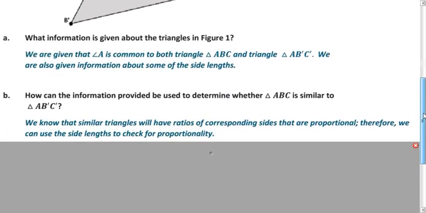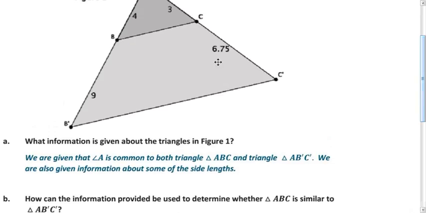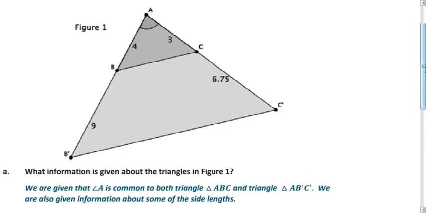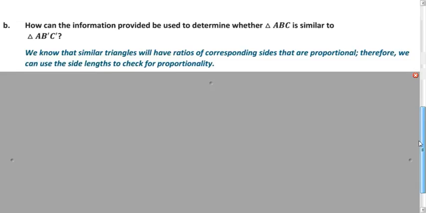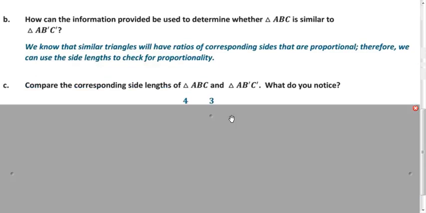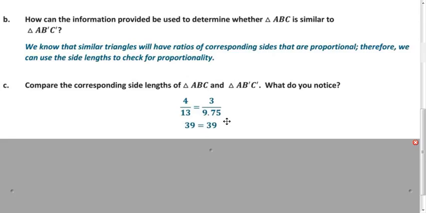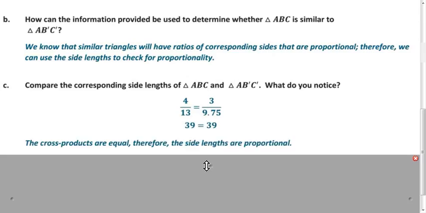So if we check the corresponding side lengths, we're looking at 4 to 13, the whole side, and 3 to 9.75, that whole side. And if we're checking for a side splitter, you could have also just compared 4 to 9 and 3 to 6.75. It's really a matter of taste how you do it, but you will get the same conclusion no matter how you do it. If we check with cross product here, they're equal, so we know the side lengths are proportional.